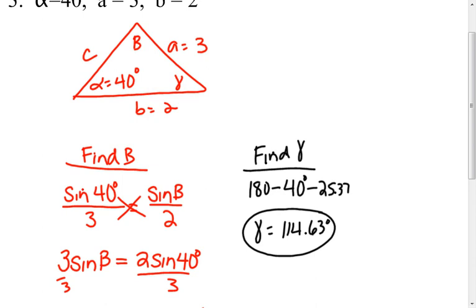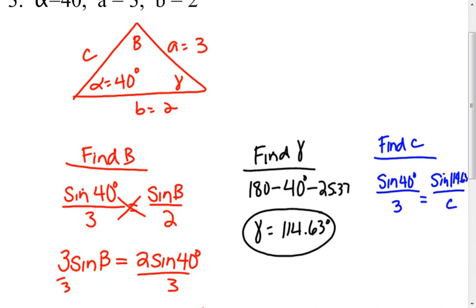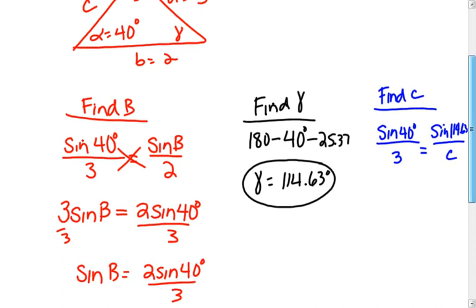And then, of course, you need to find side C. And again, I'll set up a proportion. So I am going to go sine 40 over 3 equals sine of gamma, which is 114.63, over side C. I'm running out of space here. Now I'm missing a side, okay?